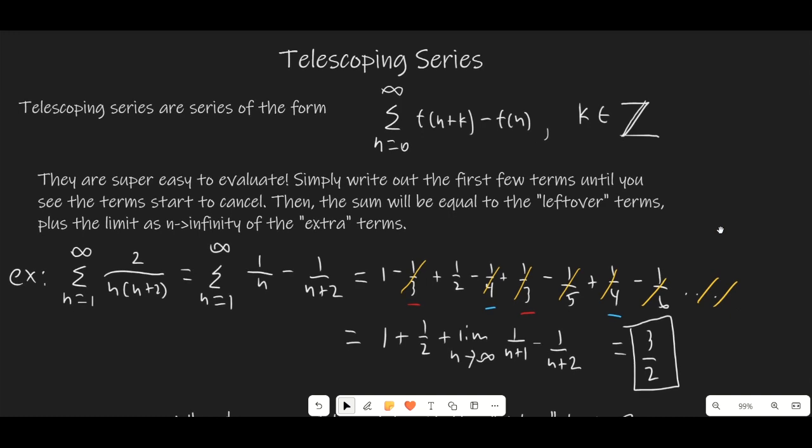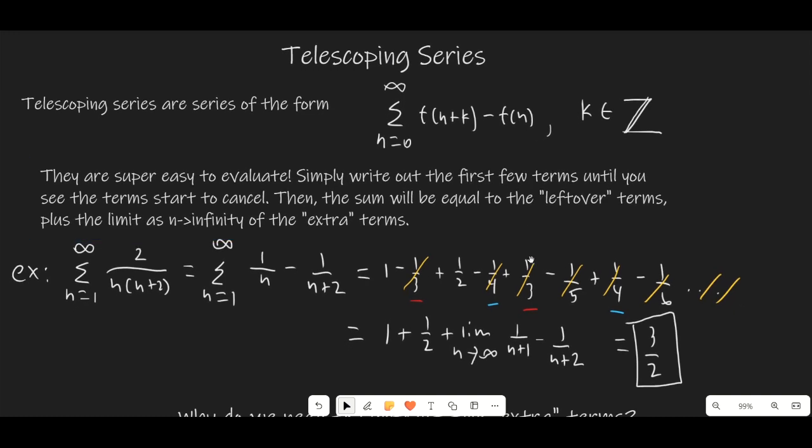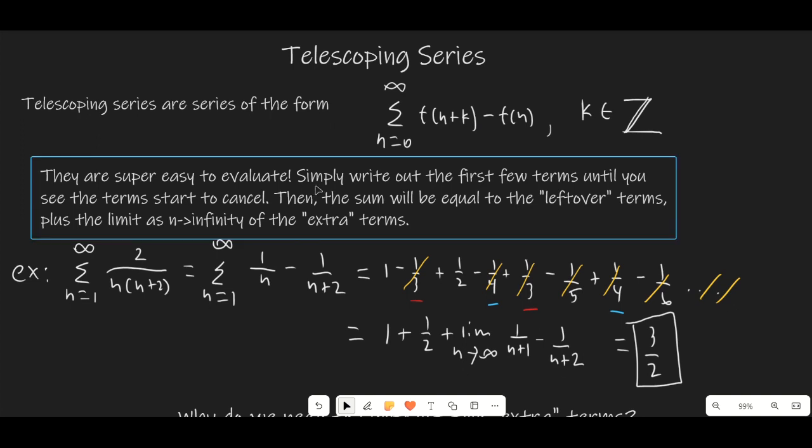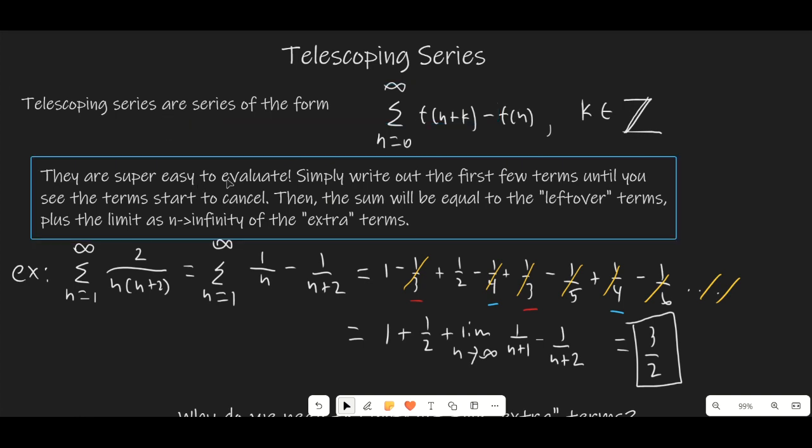One of the main tools we're going to use here are telescoping series. Telescoping series are of the form the sum from n equals 0 to infinity of f of n plus k minus f of n, where k is just an integer. And these are super easy to evaluate. Basically, all you need to do is start writing out the first few terms until you see the terms start to cancel, which will let you know about the pattern that the summation is going to follow.